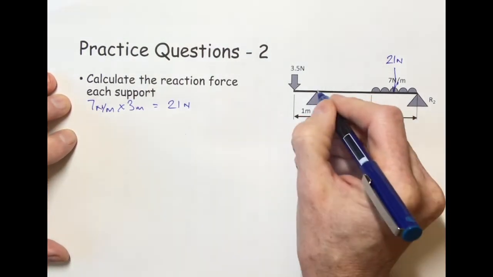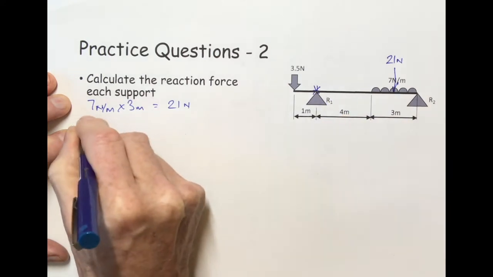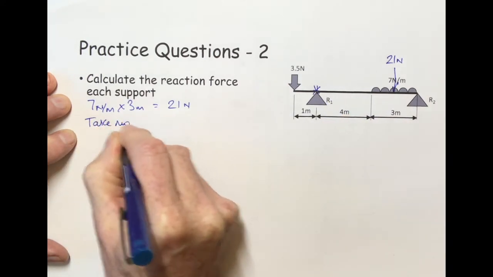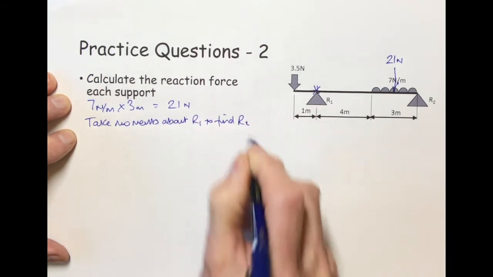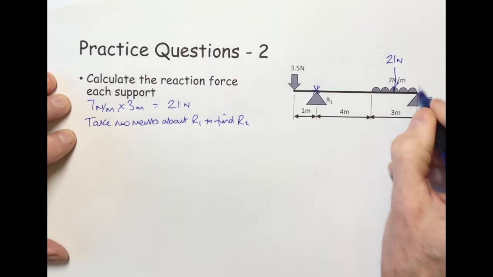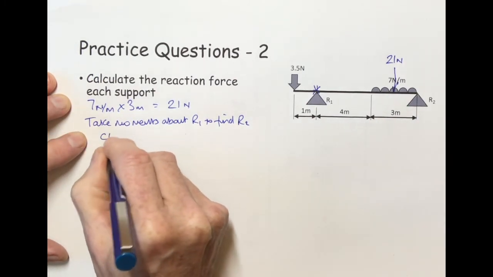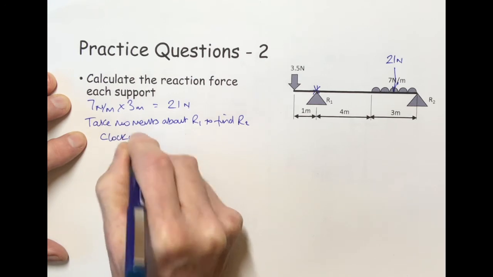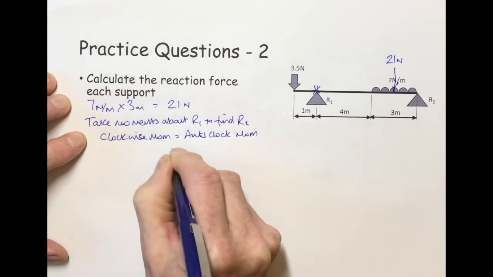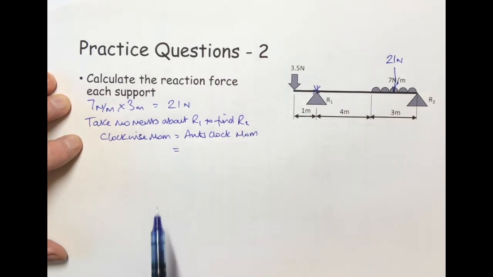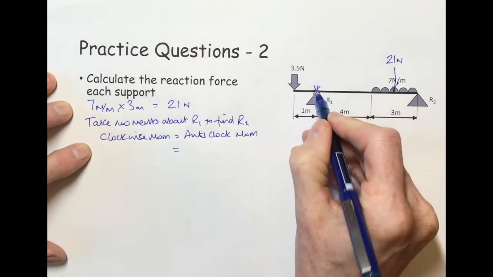So to make it very clear, we're going to take moments about R1. So put a big star there. Take moments about R1 to find R2, and then clockwise moments equals anti-clockwise moments. Makes it clear to you what you're doing. And then we can start along here, taking moments about this point here.